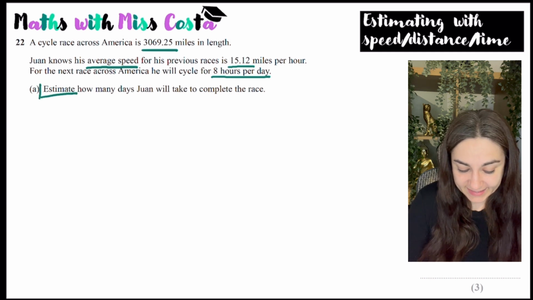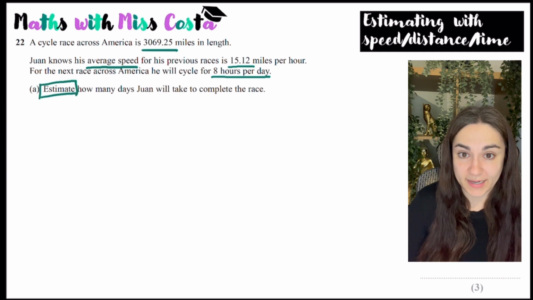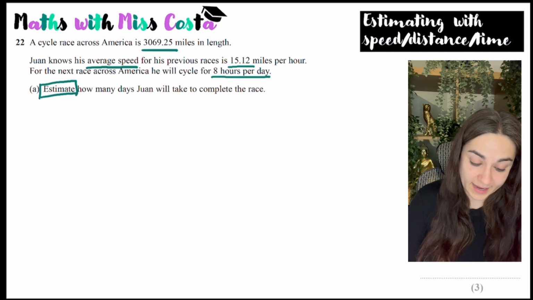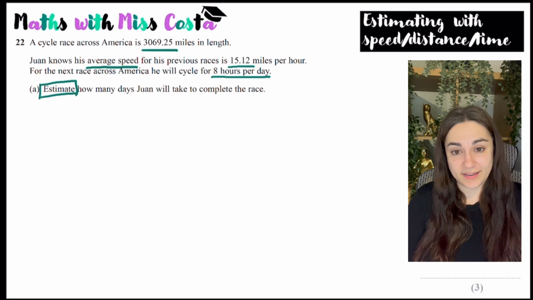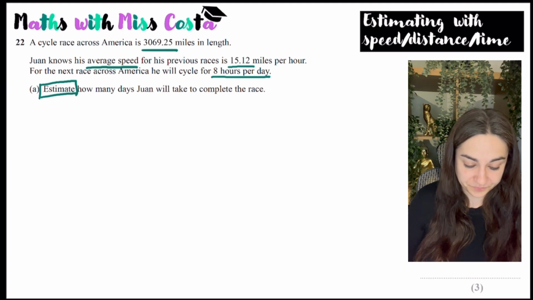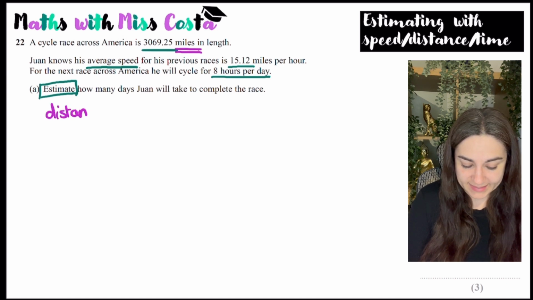So I need to estimate, and this is the clue. If you see this word, you know you're not going to actually work it out. And this often comes in the non-calculator paper. You don't need to work it out with all of these complicated decimals. You need to estimate, which means round the numbers to something nice that's going to help you. So let's look at the length. That's miles. That is the distance.